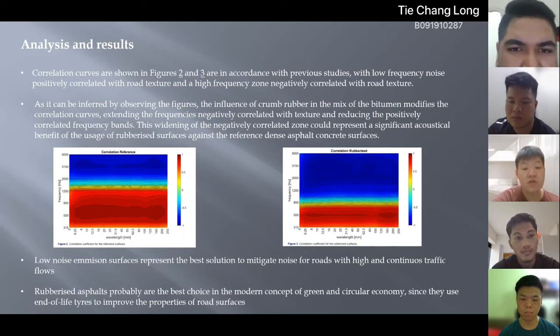Low noise emission surfaces represent the best solution to mitigate noise for roads with high and continuous traffic flows. Rubberized asphalts probably are the best choice in the modern concept of green and circular economy, since they use end-of-life tires to improve the properties of road surface.